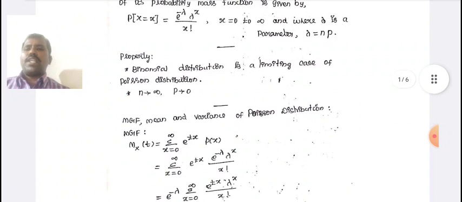Next one, property of Poisson distribution. Binomial distribution is a limiting case of Poisson distribution when n tends to infinity and p tends to 0.